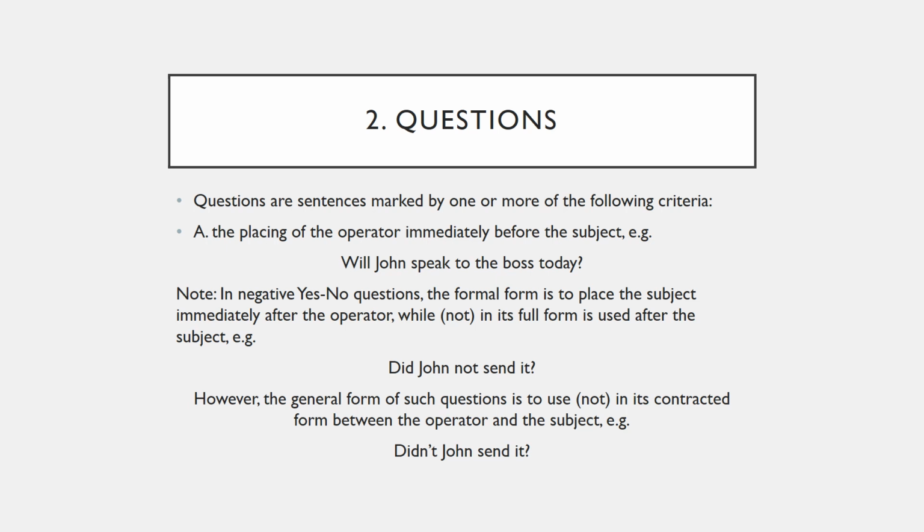Number one, or A, the placing of the operator immediately before the subject. So if we put the operator, the auxiliary, before the subject, here we are going to have a question. Which type of question is this? It is a yes/no question. For example, will John speak to the boss today?